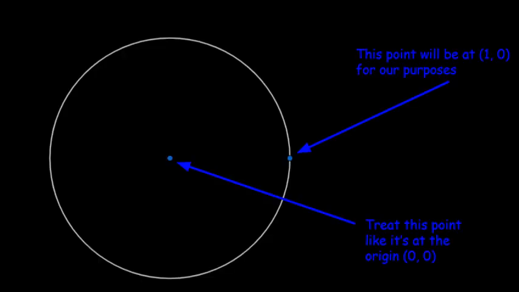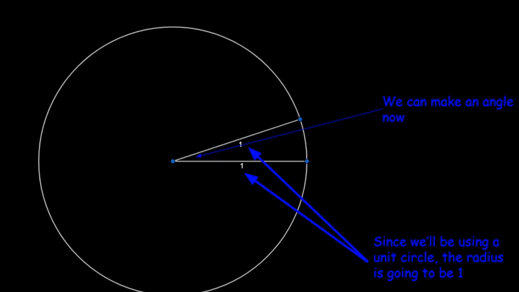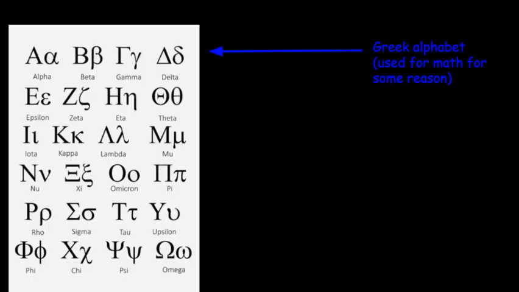We literally just start with the circle and 2 points. One will be at the origin, the other will be at 1, 0. We place a third point on the circumference of the circle. We don't really care where it goes. Now we have an angle, and we also have 2 radii to go with it. Nice. They're going to be 1 unit long since this is a unit circle.